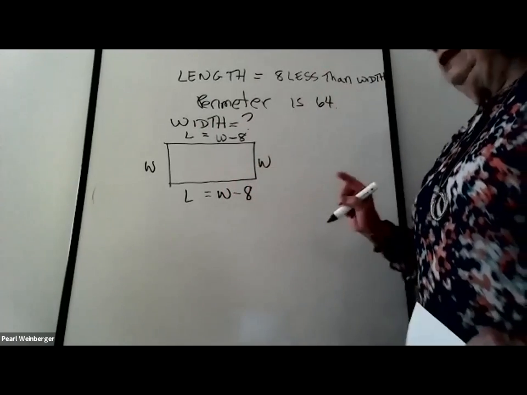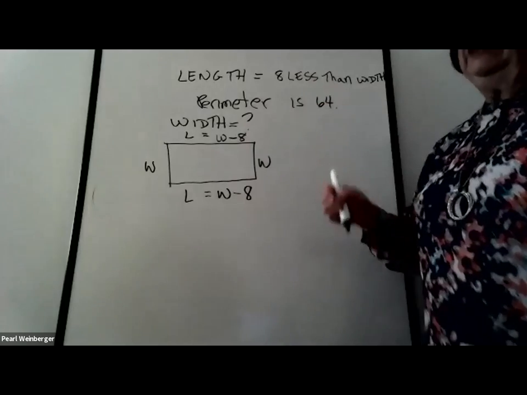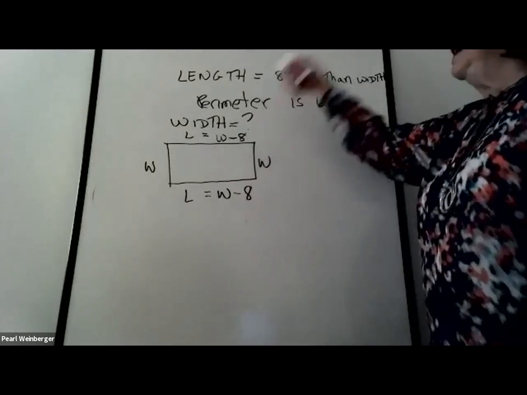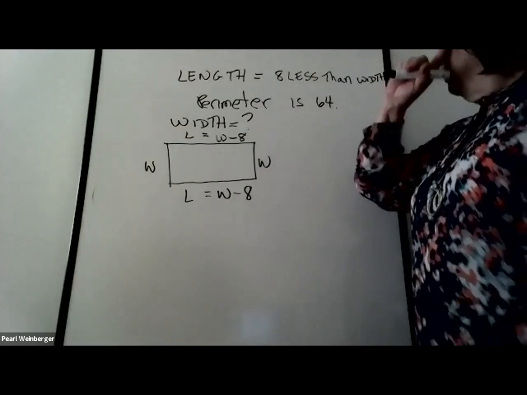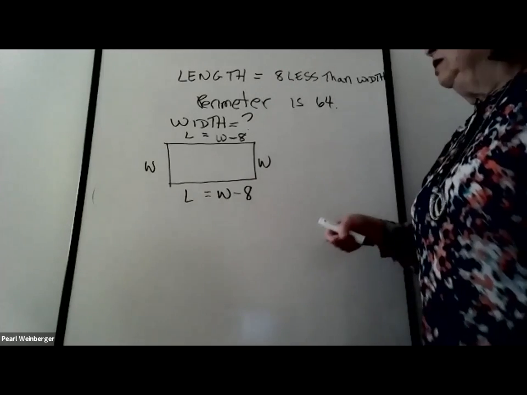Don't write 8 minus W. That would mean W less than 8. When it says 8 less, the 8 is at the end, subtracted. If it says 8 more, then you're adding 8 to it.